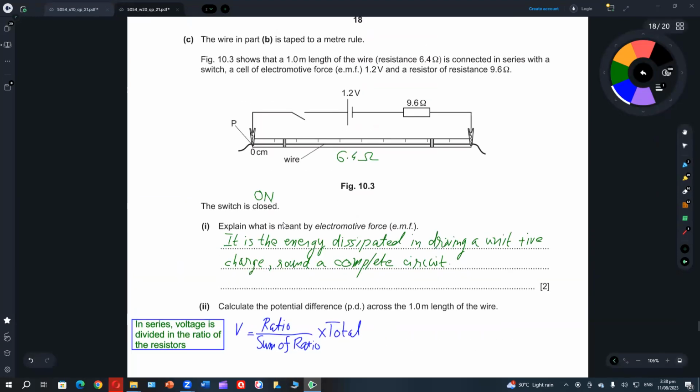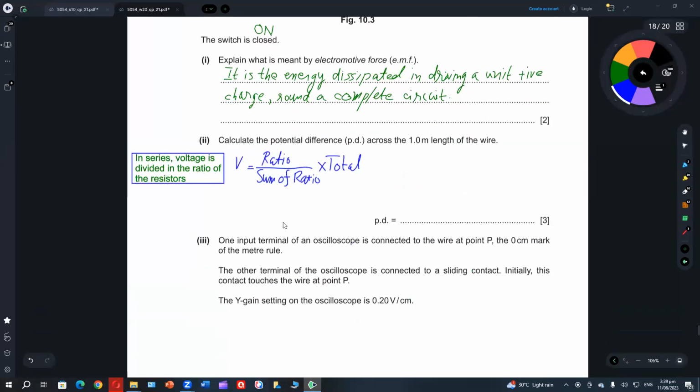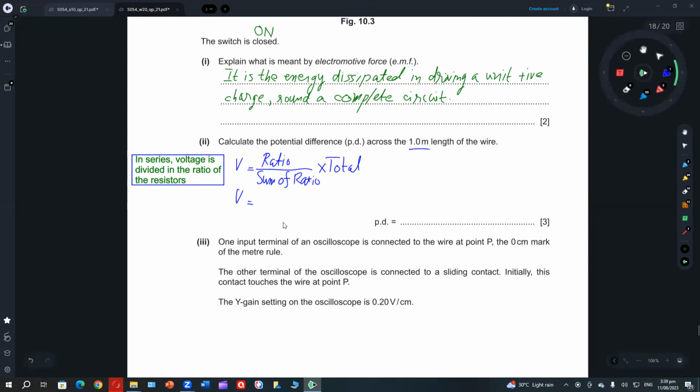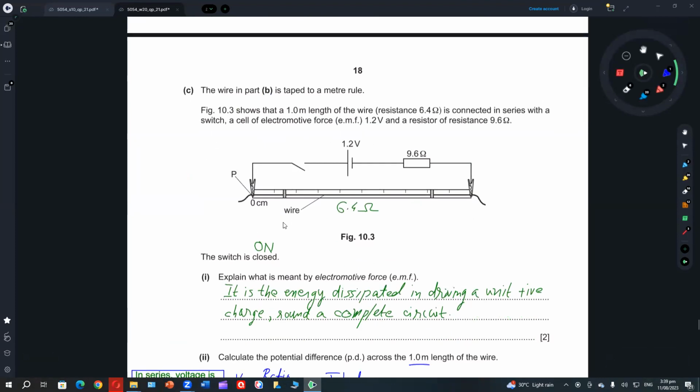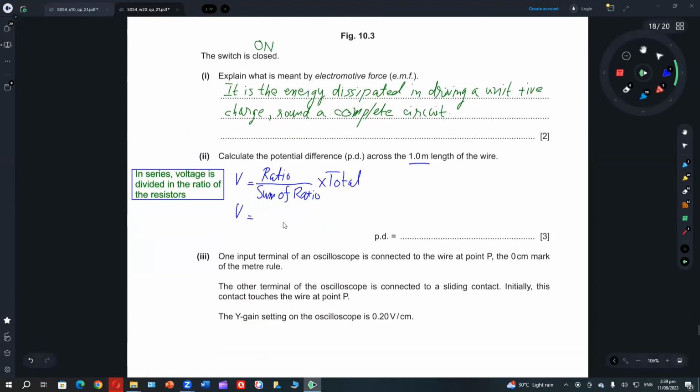Now, what are the two resistors? One resistor is 6.4 and the other resistor is 9.6. So I'm working on that. Okay, now you have to be careful. What is the resistance of the 1 meter wire? It is 6.4. Okay.